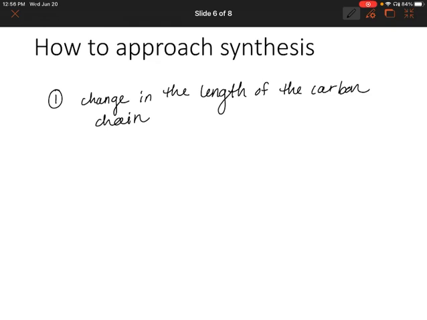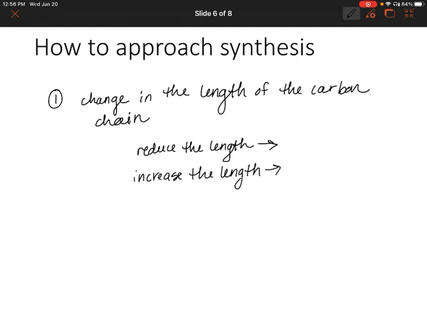So let's say that you need to reduce the length. What's one way that you could reduce the length of the carbon chain? And then what if you need to increase the length? How would you do that? And feel free to pause and look through your notes to figure those out.